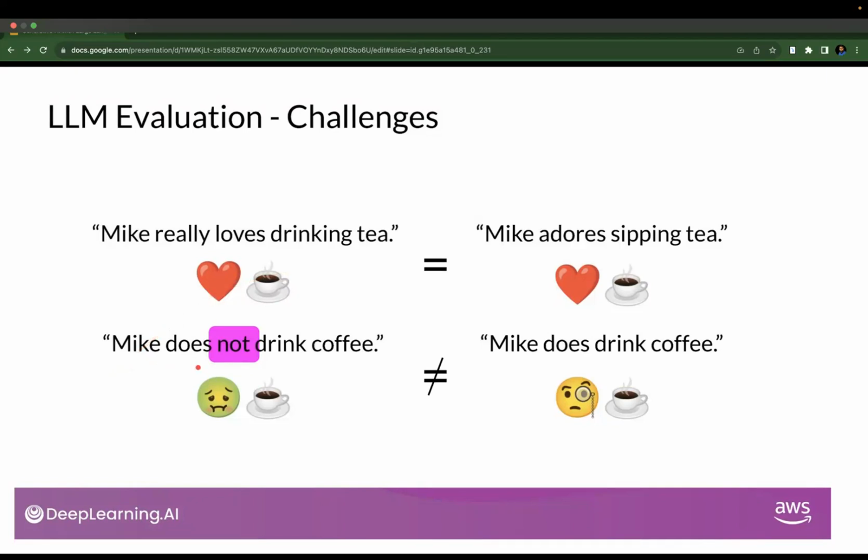Whereas the sentences Mike does not drink coffee and Mike does drink coffee have a lot of words in common, but they are completely opposite in meaning. So finding whether two sentences are similar or not is more challenging than comparing numbers. There are a few metrics which can help. Again, these are not foolproof, but they can help you understand how well you are making advancement with each iteration of your model, or each iteration of the instruction fine tuning.